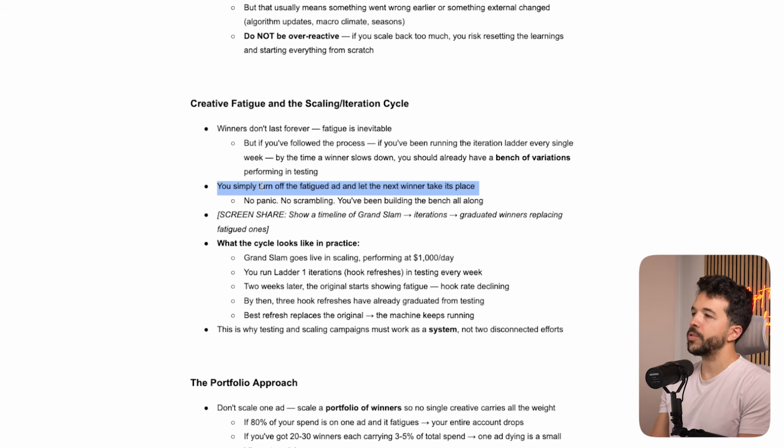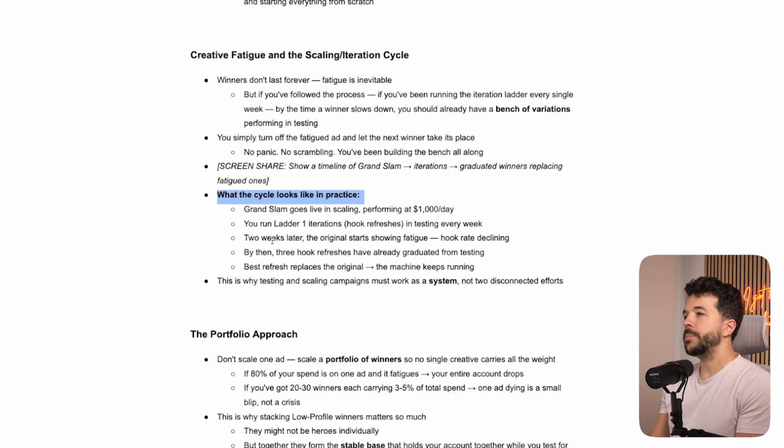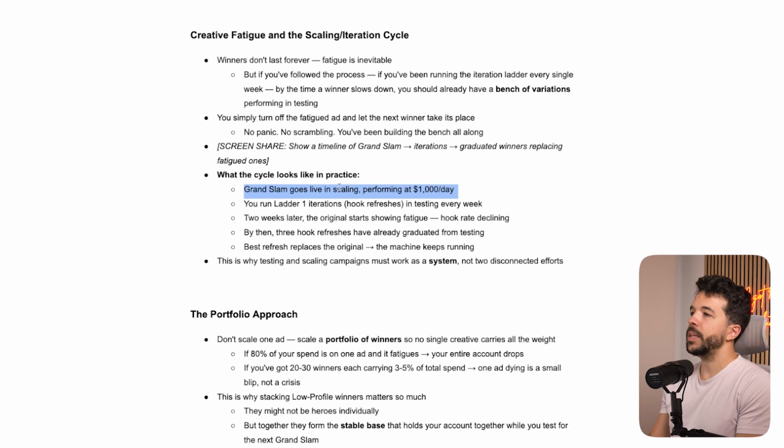You don't want to panic, you don't want to scramble. You've been building the bench all along for this moment, so you simply do what you already prepared for. What the cycle looks like in practice: Grand Slam goes live in scaling, performing at $1,000 a day. You run the ladder, one iteration.